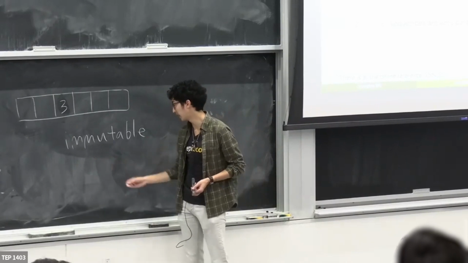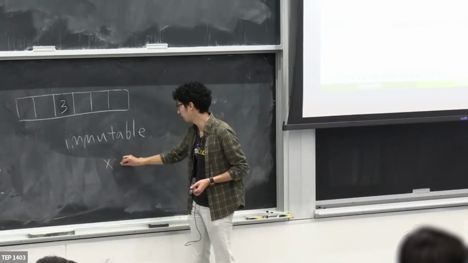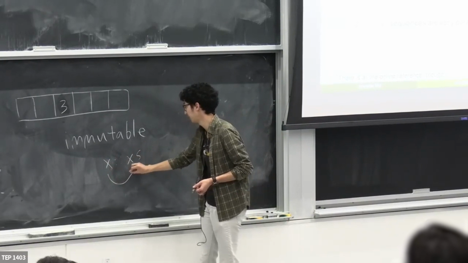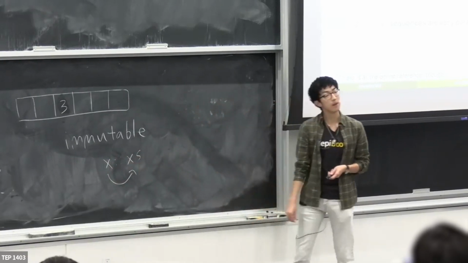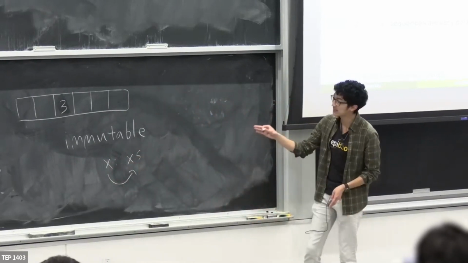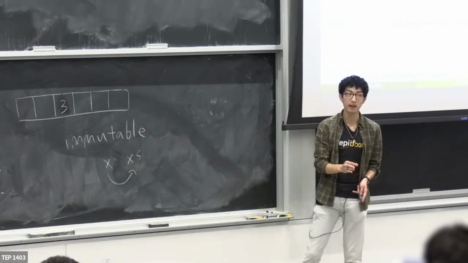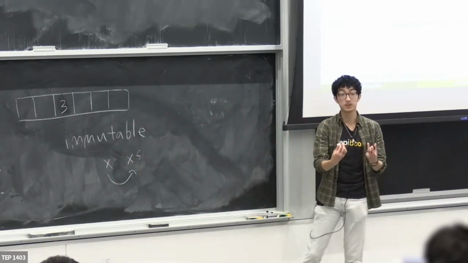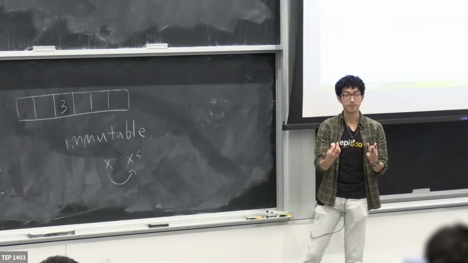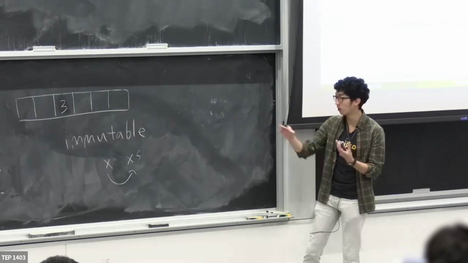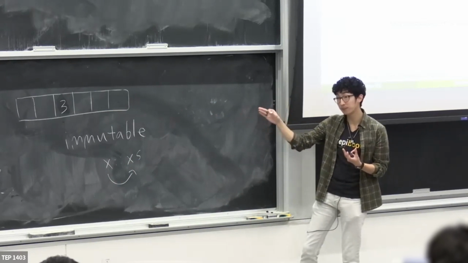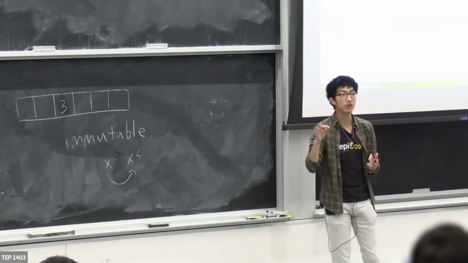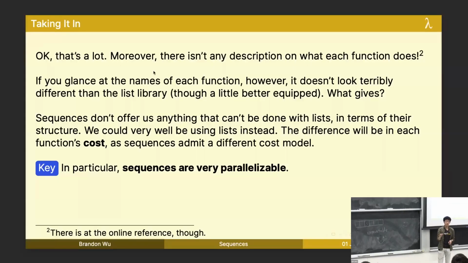If I have a list, if I have x cons x's, I have to look at x before I look at x's, right? And so on and so forth. So sequences offer us this constant time access, which means that I can do everything individually on certain elements in the sequence at the same time. If I have n processors, I can do it on all n elements of the sequence simultaneously. That's the main thing that we get out of sequences, okay? Sequences are for parallel operations. Lists are for pretty much everything else.